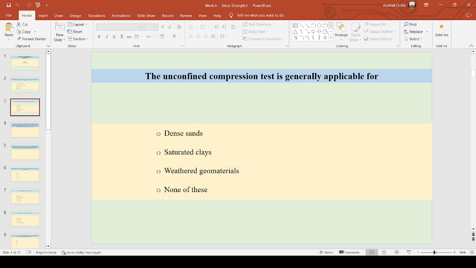I repeat the question. The unconfined compression test is generally applicable for, the options are dense sands, saturated clays, weathered geomaterials, or none of these. Next question.